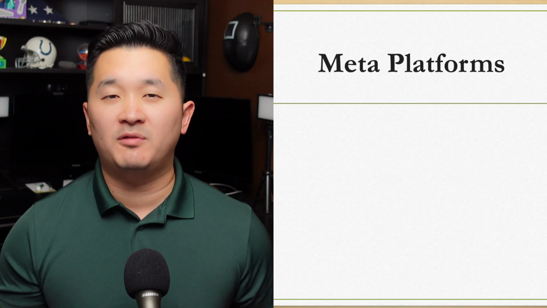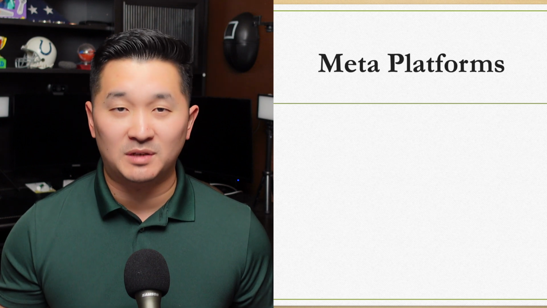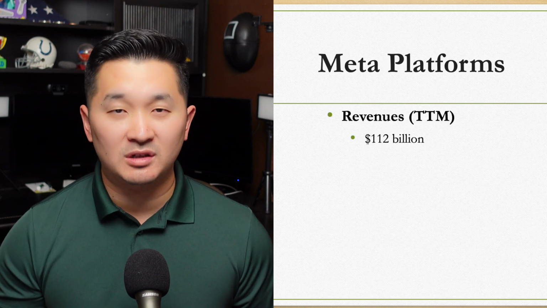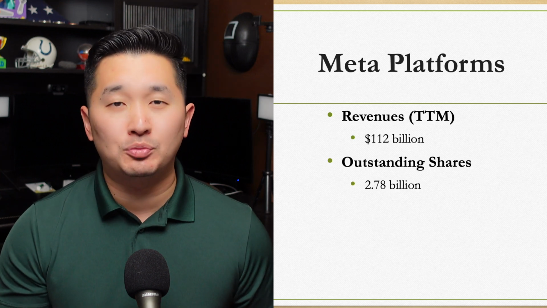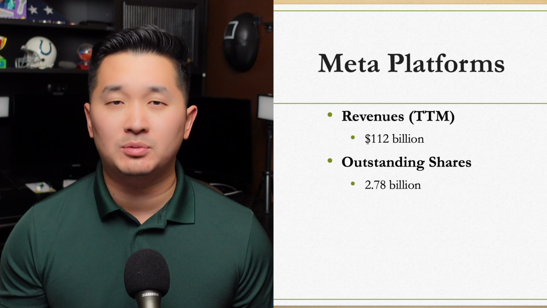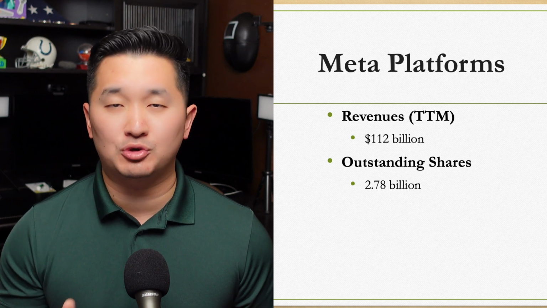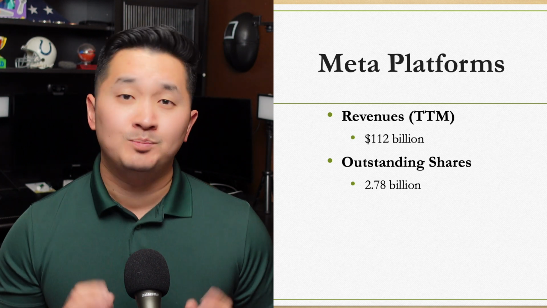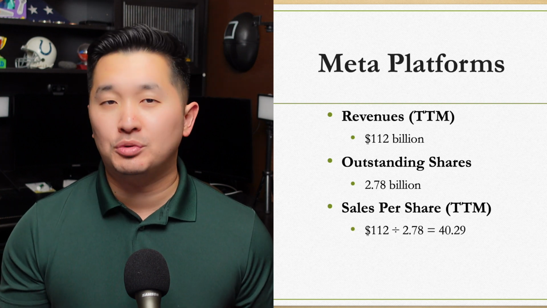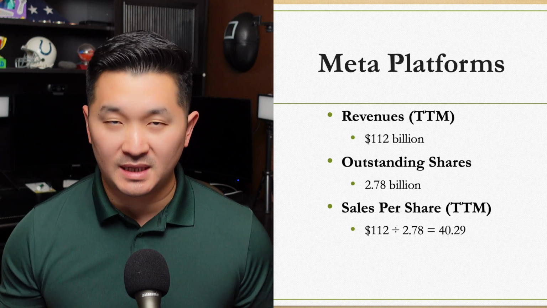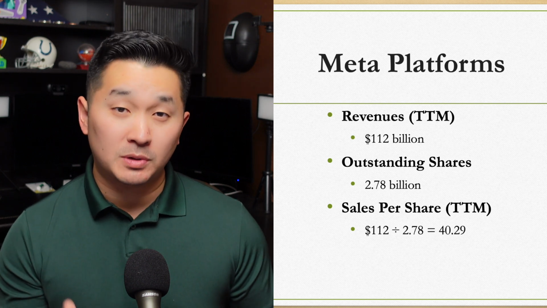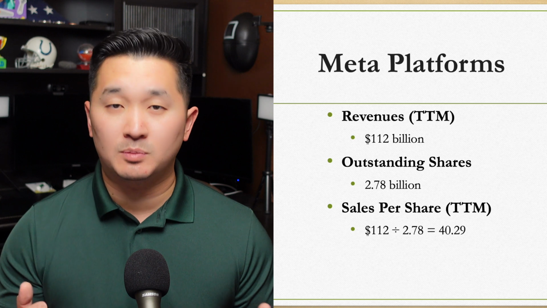For the trailing 12 months, and I'm going to round some of these numbers to make things simple, Meta Platforms made $112 billion in total revenue, and they have 2.78 billion outstanding shares. The current stock price when I took this screenshot is $334.20. So first, you're going to divide $112 billion in revenue by 2.78 billion in shares outstanding, which comes out to about 40.29, and that's the trailing 12 months sales per share.